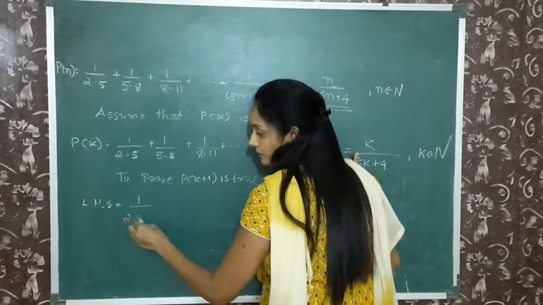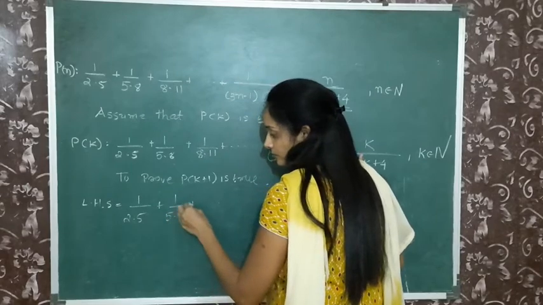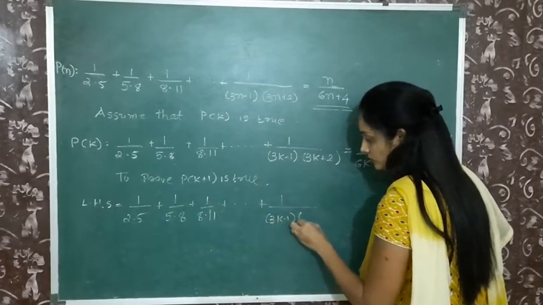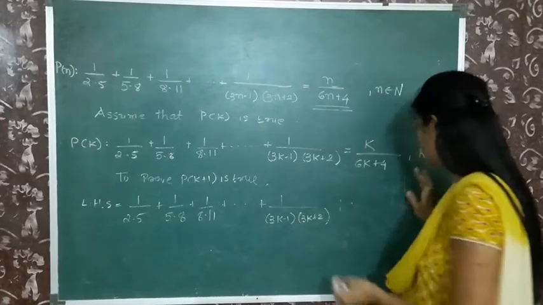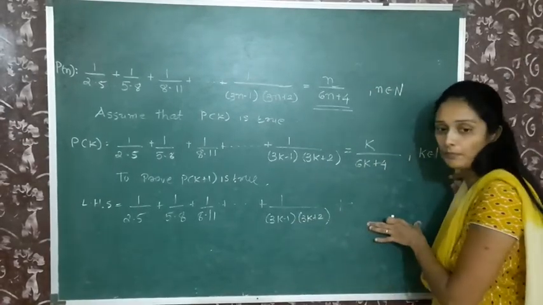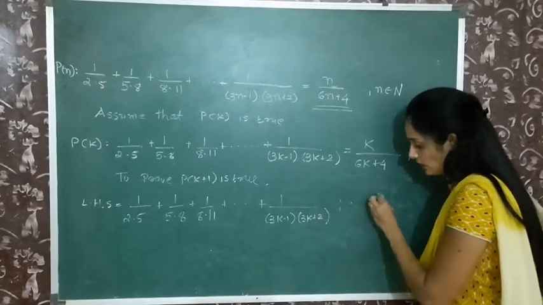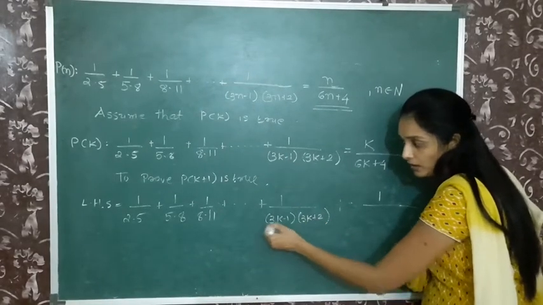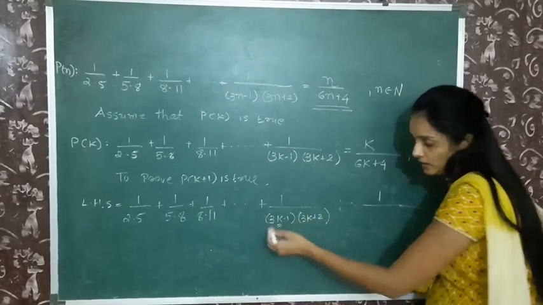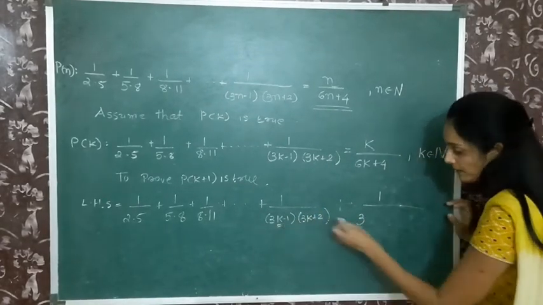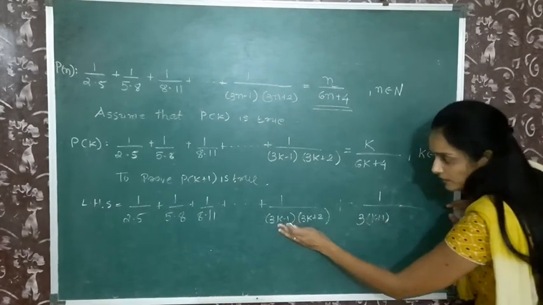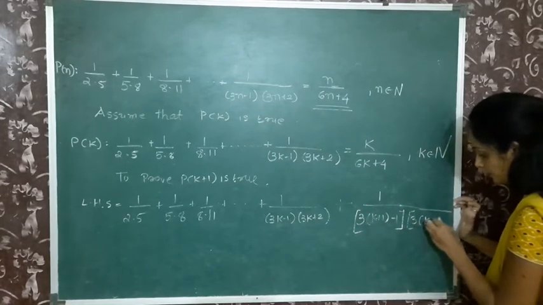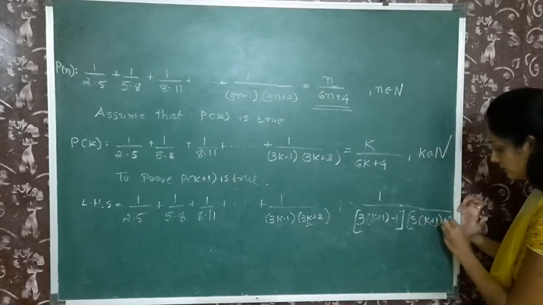So we can write it, now we have to add one step more. We have to add one step more, and this step is we have to write, in the last step of Pk, k is replaced by k plus 1. So the last step is (k plus 1 minus 1), and in the other bracket 3 into (k plus 1) plus 2.